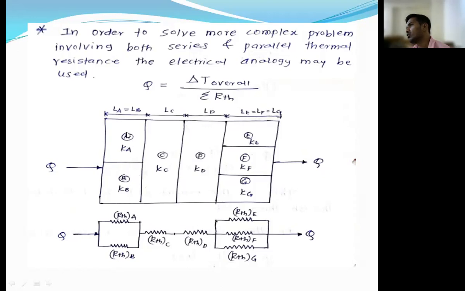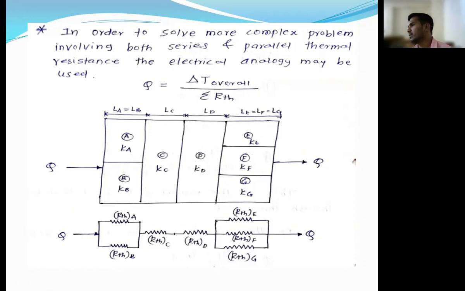Okay, so whatever the thickness for plate A and B, that is the same. LA is equal to LB. What is the thickness of plate C? That is LC. Then what is the thickness of plate D? That is LD. And what is the thickness of plate EFG? That is the same. LE is equal to LF is equal to LG.